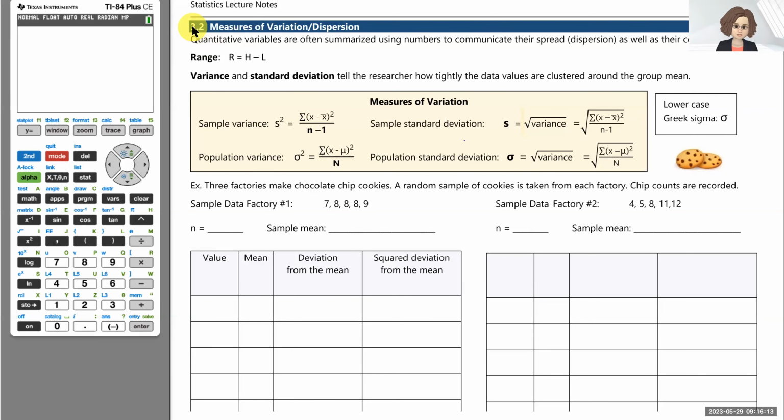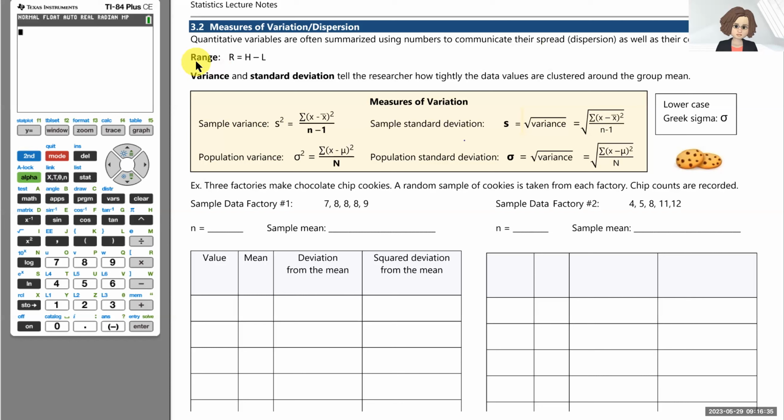Welcome. This section is called Measures of Variation or Dispersion. Quantitative variables are often summarized using numbers to communicate their spread or dispersion as well as their center. Previously we talked about a measure of central tendency in a data set, and now we'll talk about spread.